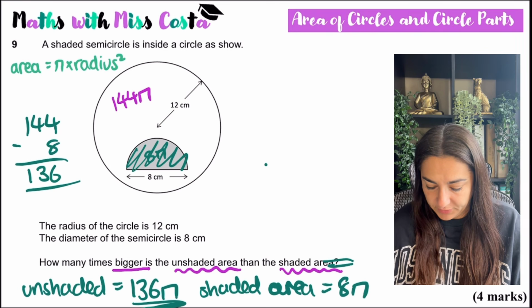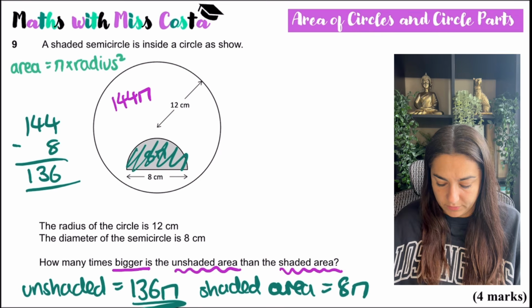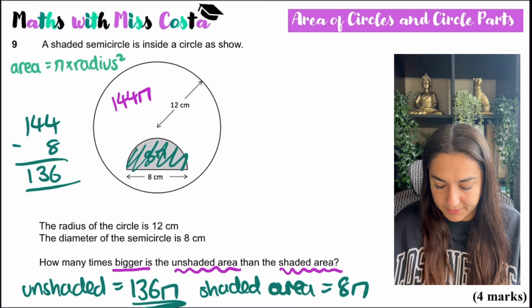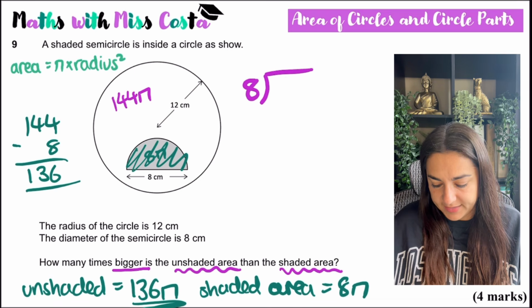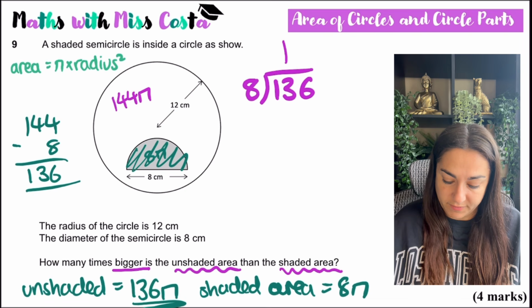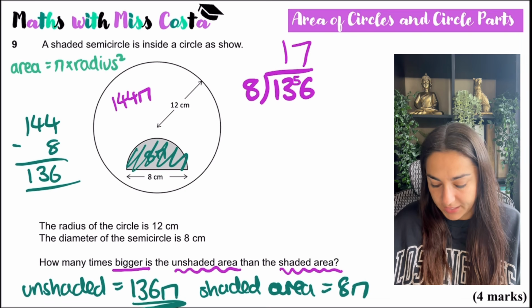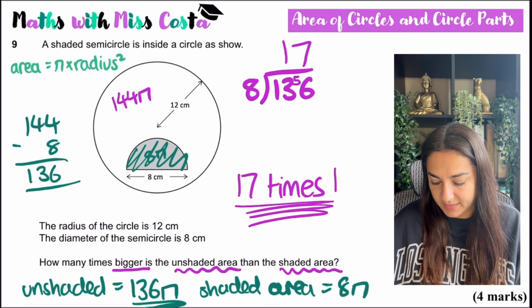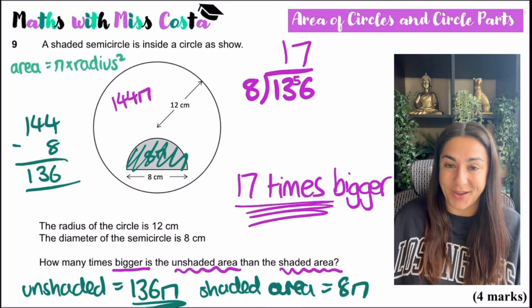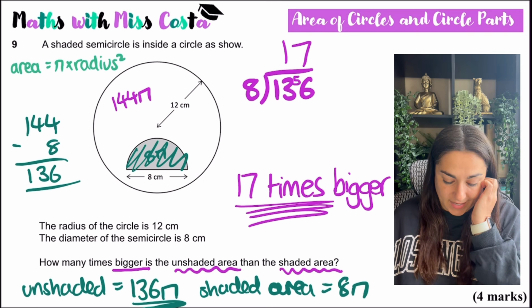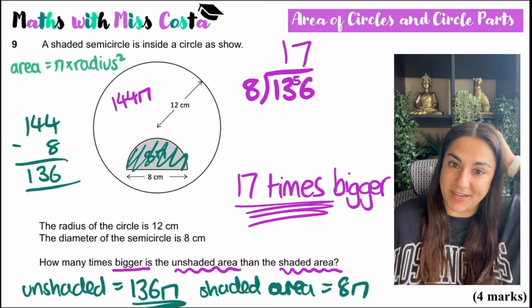There's a few ways you can do this. You could do 136 divided by 8 to figure out what you multiply by. So actually, yeah, let's just do that. 136 divided by 8. 8s into 13 go once, remainder 5. 8s into 56 go 7. So it is 17 times bigger. Okay, so hopefully you managed to get that. A lot of people just forget to subtract the shaded area bit.